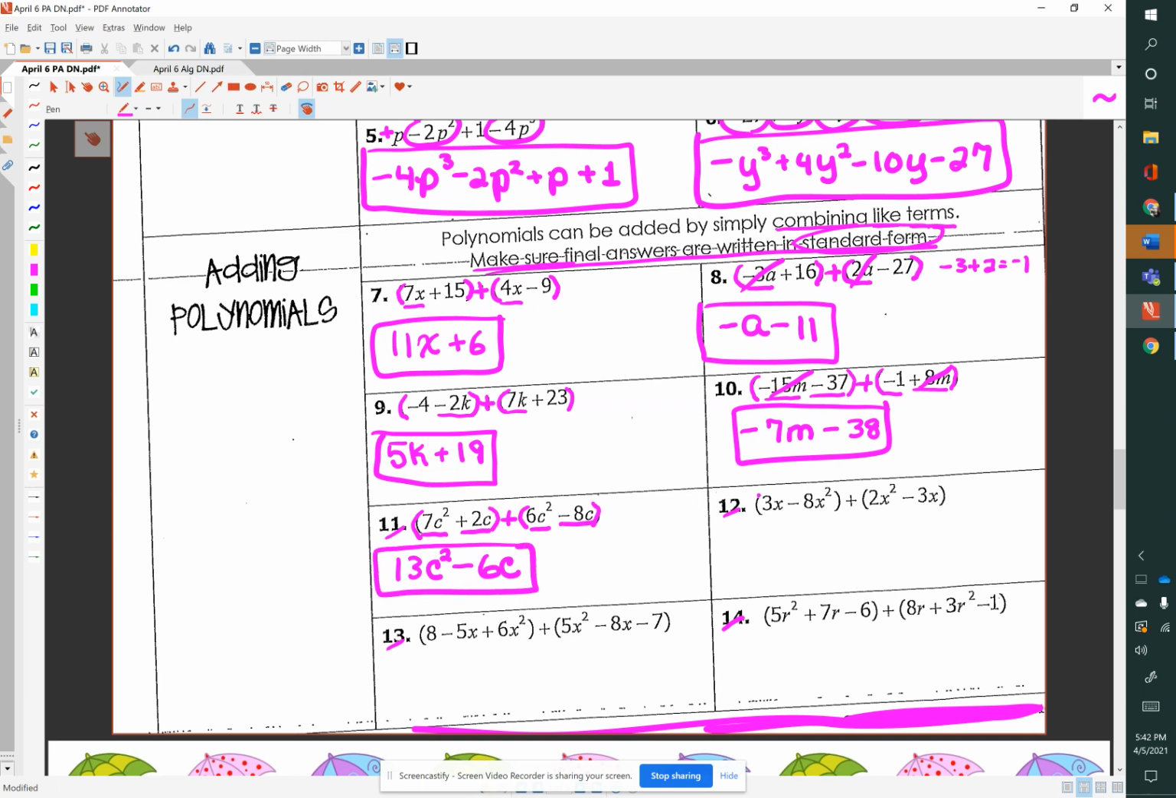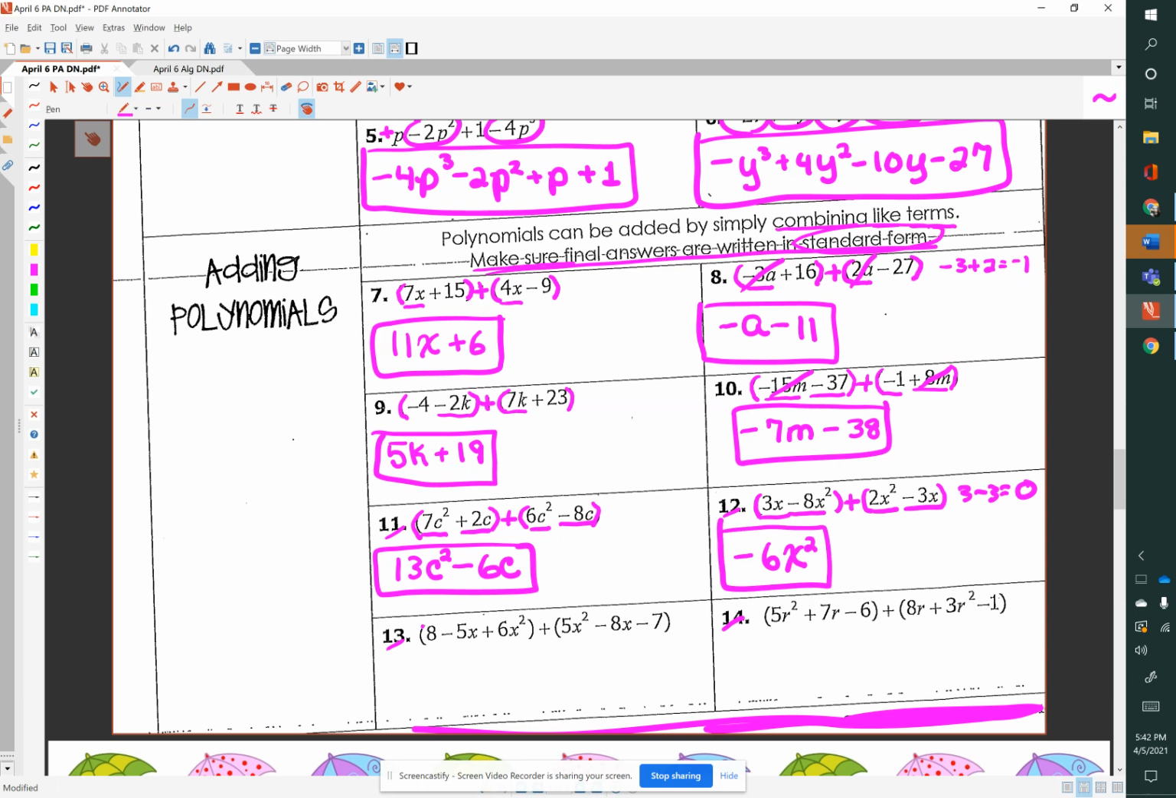Number 12, we have the quantity of 3x minus 8x squared, to which we add the quantity of 2x squared minus 3x. So we'll start with the squared terms, negative 8 plus 2. So negative 8 plus 2 is negative 6, and that's our x squared term. And then we have 3x plus negative 3x. Well, 3 minus 3 equals 0, so 3x minus 3x cancels itself out, and our final answer is negative 6x squared.